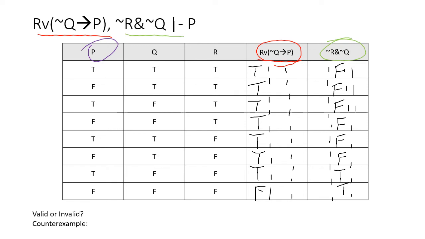And now we're going to look for instances in which these two premises are true. And we've got one, which is down here. That's all that I see. And in that situation, our conclusion is also true, so this is going to be valid. And since it's valid, we don't need a counterexample.